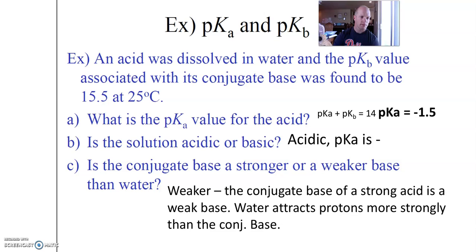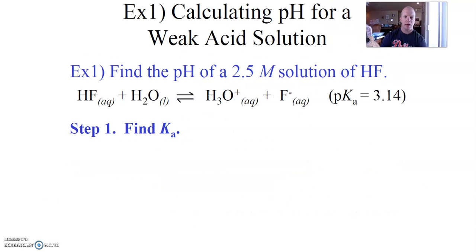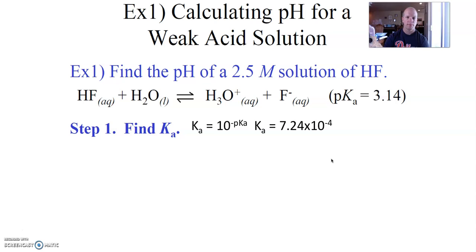All right, here's our last problem, and this is one where I'm going to show you that ICE chart stuff. We want to find the pH of a 2.5 molar solution of hydrogen fluoride, and we know the pKa of this is 3.14. We want to find Ka, so to find Ka, we go 10 to the negative pKa. My Ka is 7.24 times 10 to the negative fourth. So that's step one.